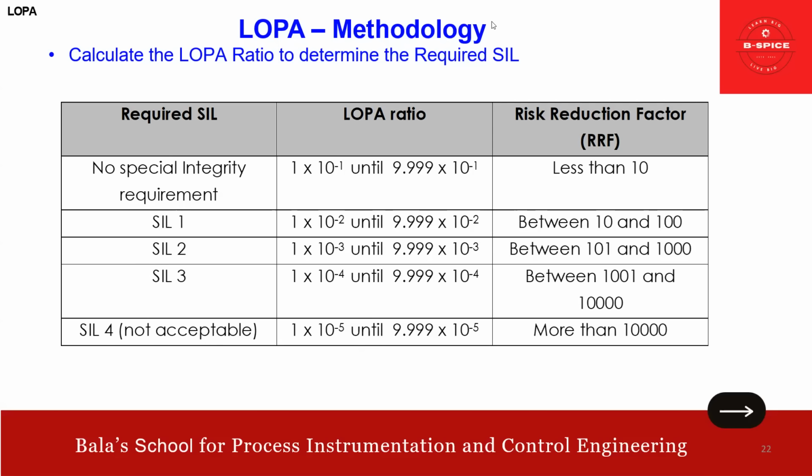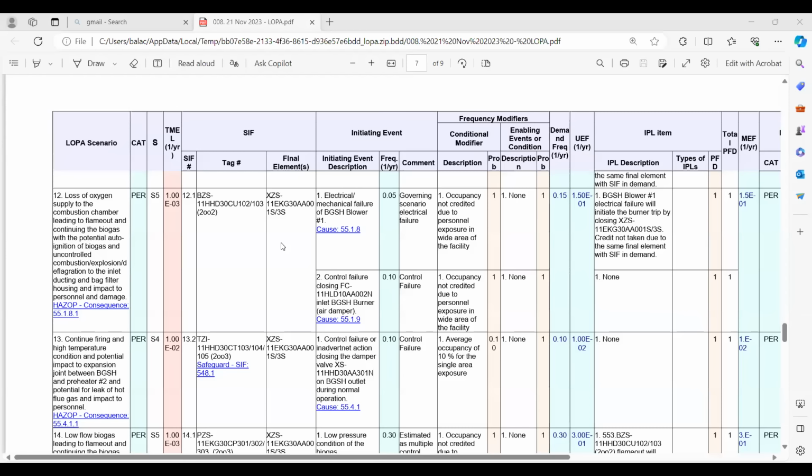Now what I will do, I go back to the sheet again so that you will get some more insights. Just recollect whatever concepts we have covered so far. Can you see here, friends? I have taken the LOPA scenario: loss of oxygen supply to the combustion chamber leading to flame out and continuing biogas, with the potential auto ignition of biogas and uncontrolled combustion explosion to the inlet ducting and back filter housing, impact to personal damage. I have taken a very big case, anyway, just for example. So you just remember this tabulation, friends, the contents.